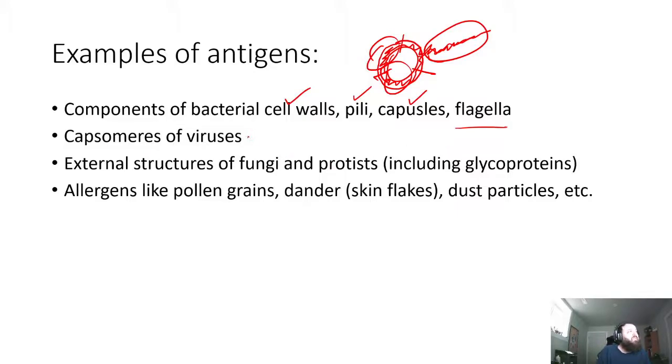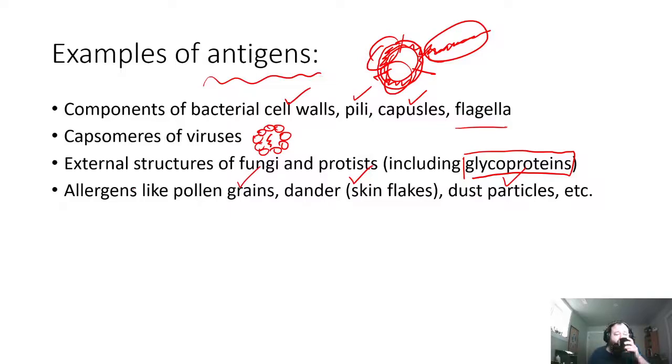The capsomeres of viruses, so those are the proteins that surround the nucleic acid in the virus that make up the shell of it. We also have various external structures of protists and fungi, mostly in the glycoprotein families, so just a bunch of sugars fixed to protein molecules. And unfortunately, we can also find things that aren't so harmful to us and treat them as antigens too. And these include allergens, such as, unfortunately for me, pollen grain, dander, dust particles, anything that you can be allergic to can be an example of, well, for lack of a better term, an unwanted antigen.